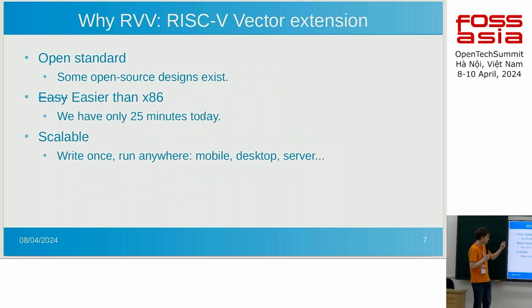So RVV, or RISC-V Vector Extension, is an open standard. There are already some open source designs for it, and there's also some real hardware. We'll come to that. The reason I'm talking about it is also that it's a lot easier to explain in 25 minutes than x86. An interesting aspect compared to x86 especially is that it's scalable. So it's basically write once, run anywhere. I think you've heard this story already in previous talks in this track today.